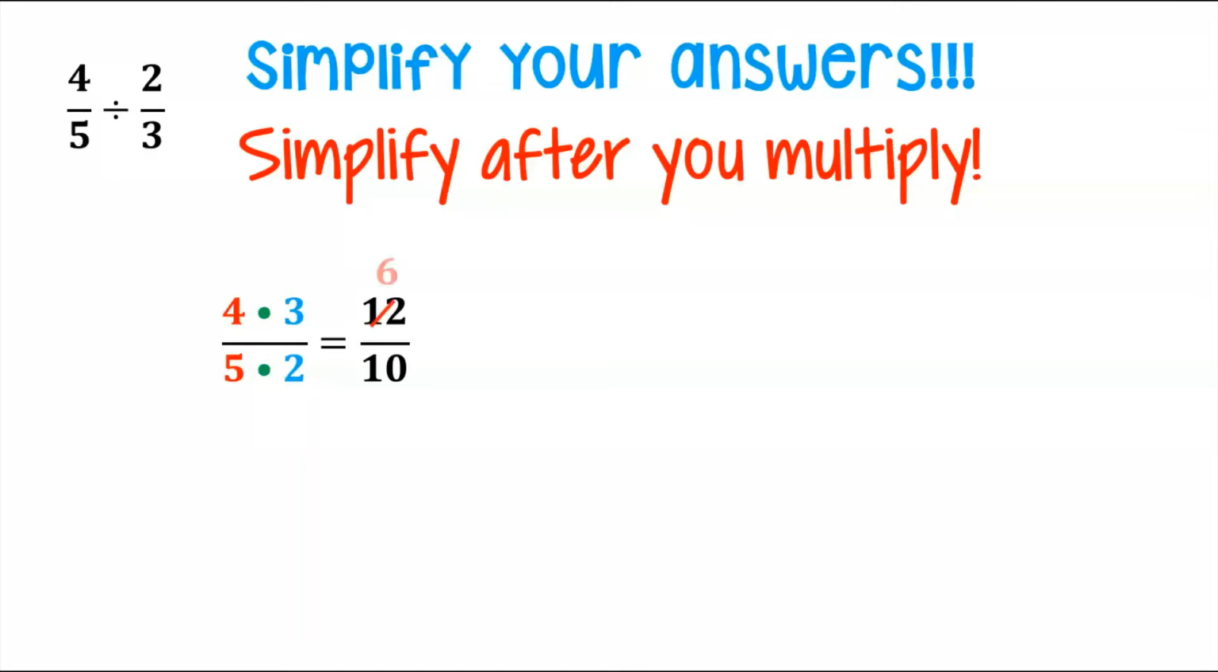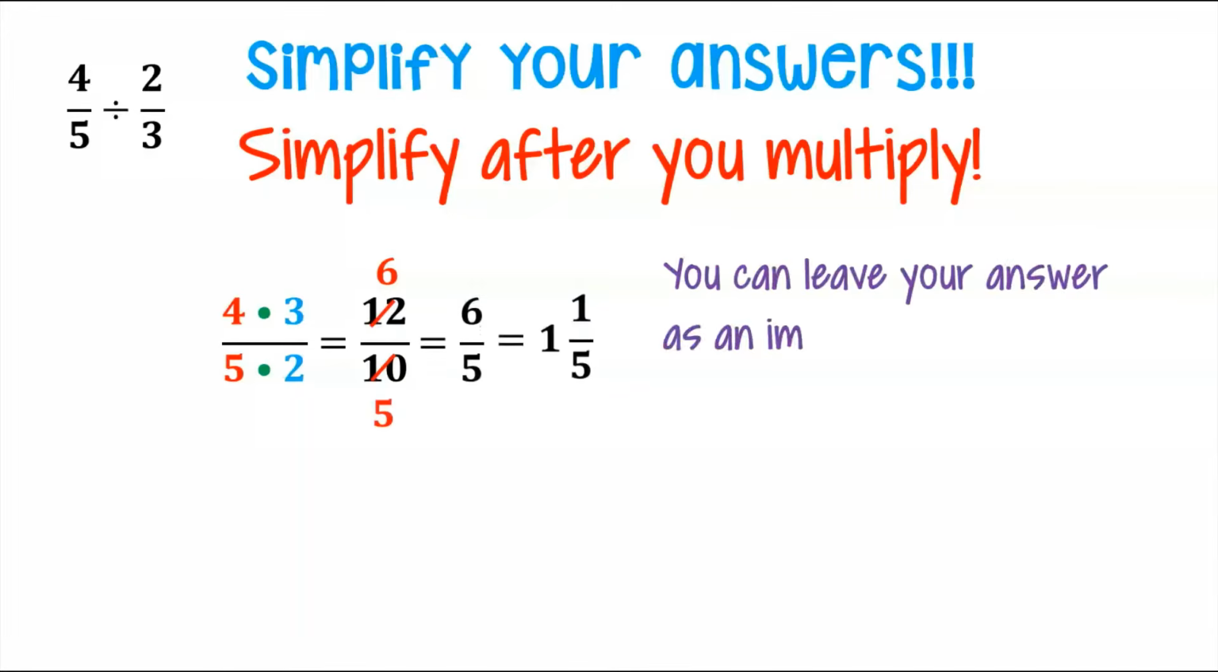If we divide by 2 on the top, we get 6. If we divide by 2 on the bottom, we get 5. So our final answer will be 6/5, which also is the same thing as 1 1/5. Remember that you can leave your answer as an improper fraction or as a mixed number. Just make sure you can recognize either one of them.